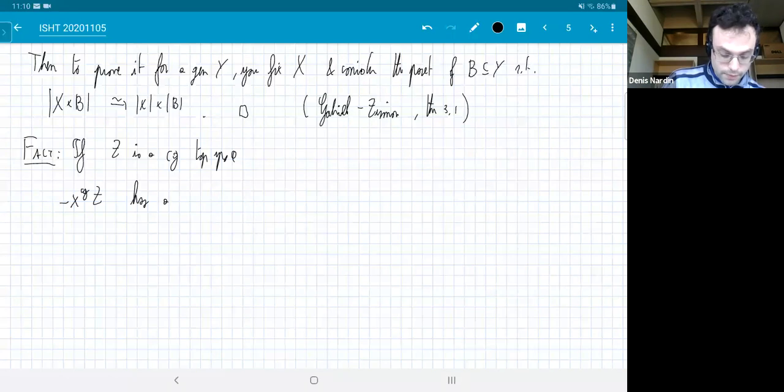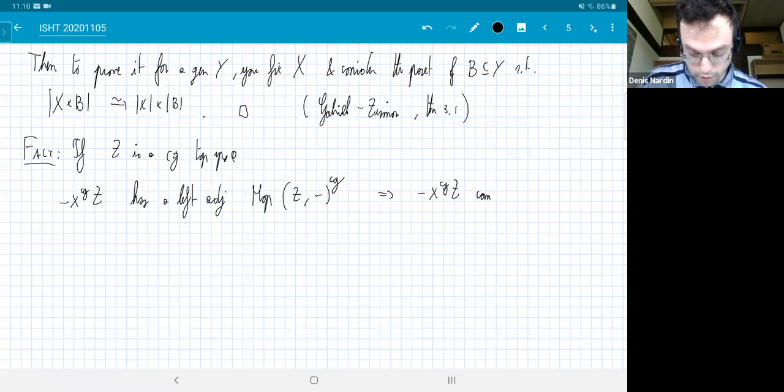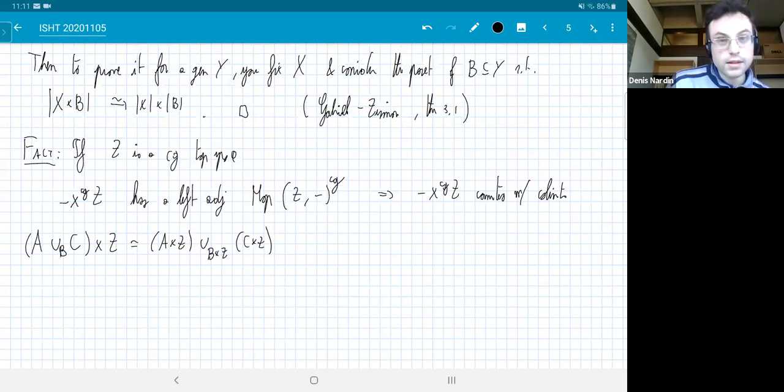This has a left adjoint, which is map Z blank, again, with compactly generated topology generated by the compact open topology. And so it commutes with colimits. In particular, I'm using that if you have a push out like this, this is the push out.